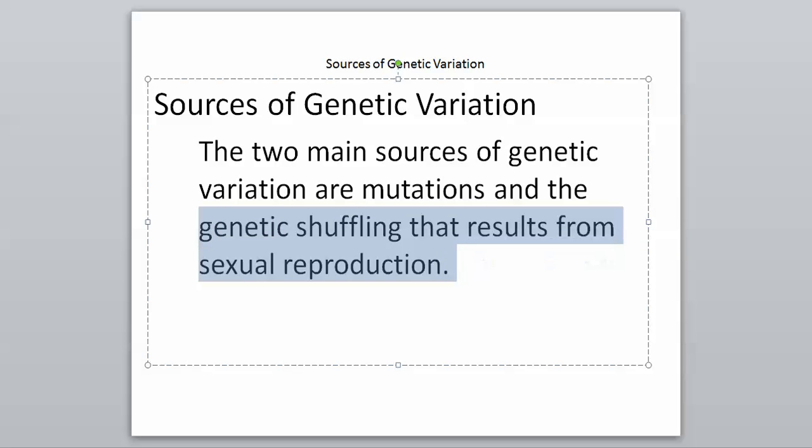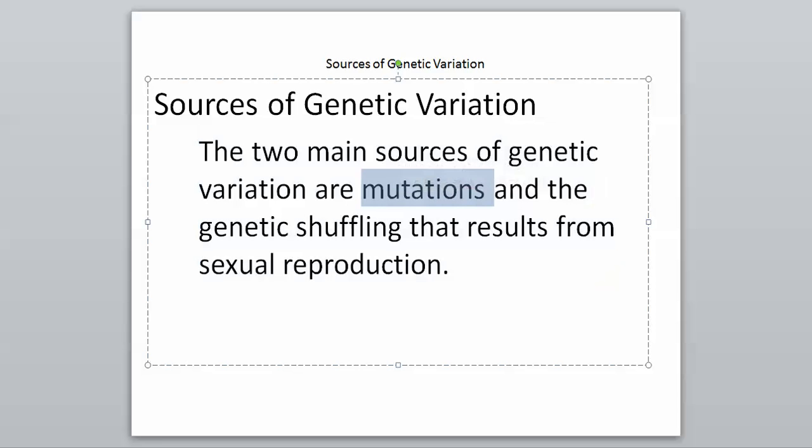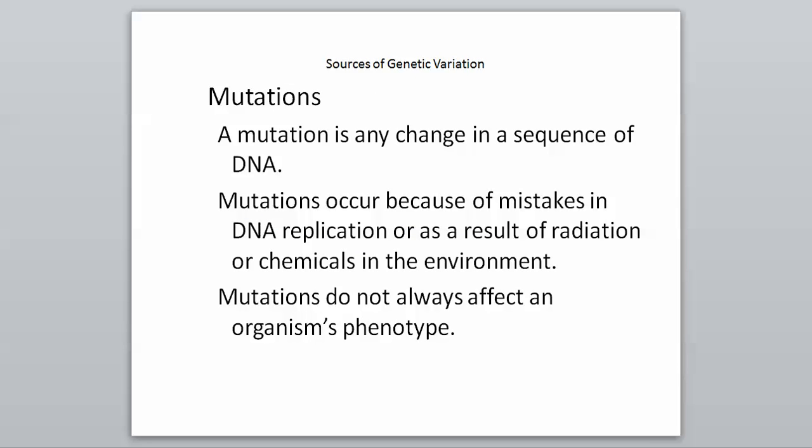So genetic shuffling and mutations are two very important words. You're going to need to know the difference between those two and know that those are two main sources of genetic variation in a population. And so a mutation is our first one, and a mutation is any change in a sequence of DNA.